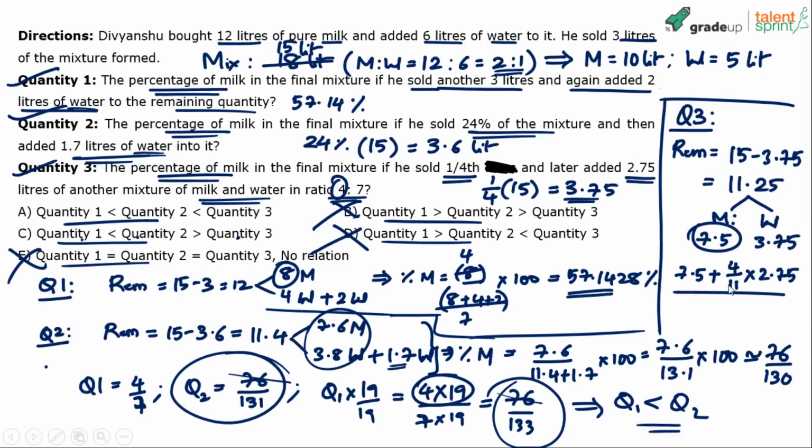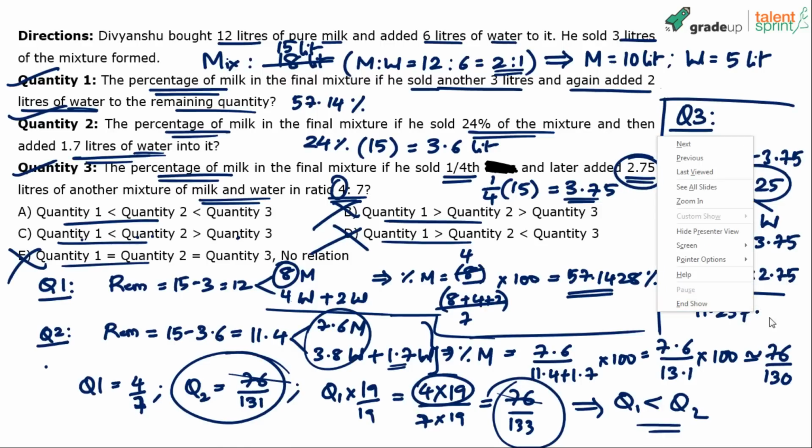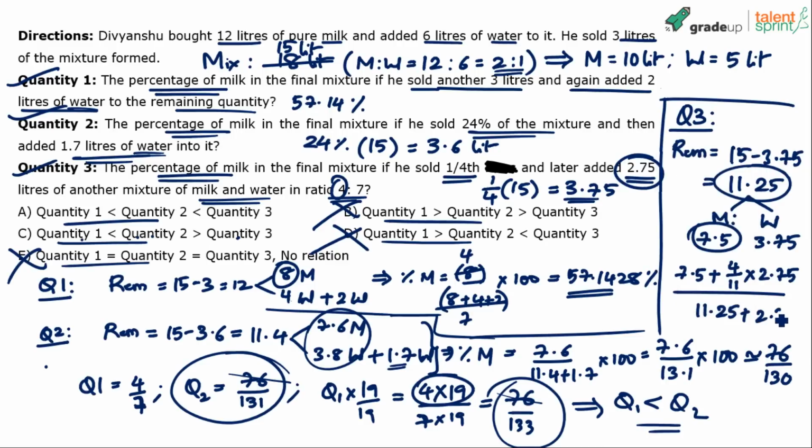Percentage of milk is total milk divided by total quantity. What's the total quantity? 11.25 is this quantity and 2.75 is this quantity. 11.25 plus 2.75. Simplify this now. 4 into 2.75 is 11. 11 by 11 is 1. So basically the numerator is 7.5 plus 1, 8.5. The denominator is how much? 13 plus 1, 14. 8.5 by 14.